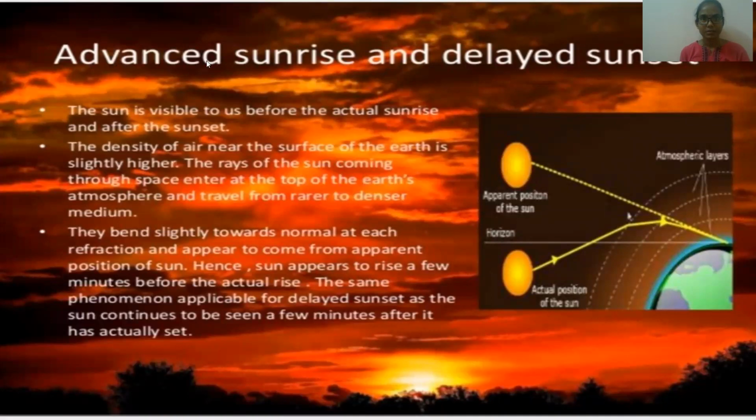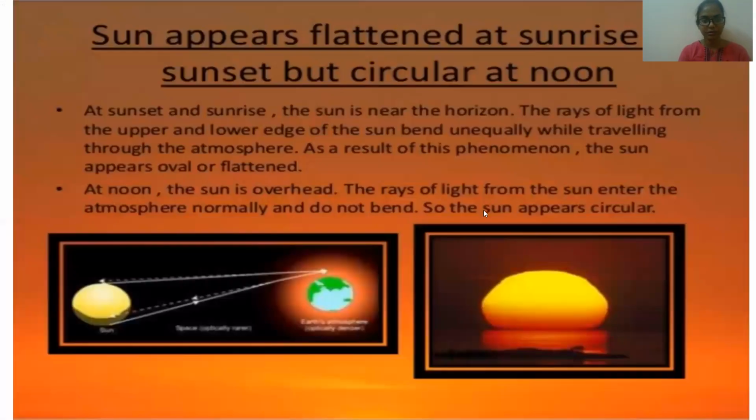See, in the last few classes we understood what atmospheric refraction is. So this natural phenomenon happens because of atmospheric refraction. What is that phenomenon called? We can see an advanced sunrise and a delayed sunset. This effect is because of atmospheric refraction only.